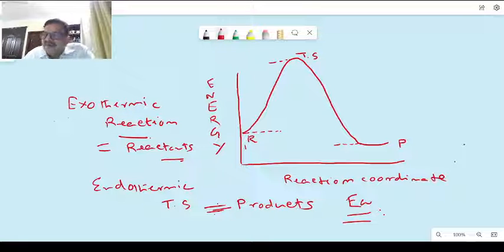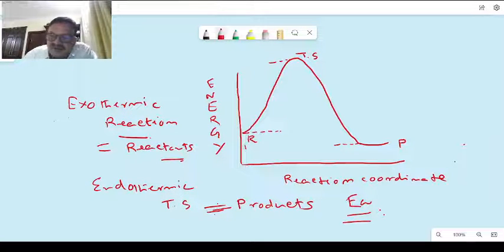Now, suppose there are two possible products of an endothermic reaction. Again, we will be discussing an endothermic reaction. One product is more stable than the other. Two products are possible, and one is more stable than the other. More stable means the energy level is lower.